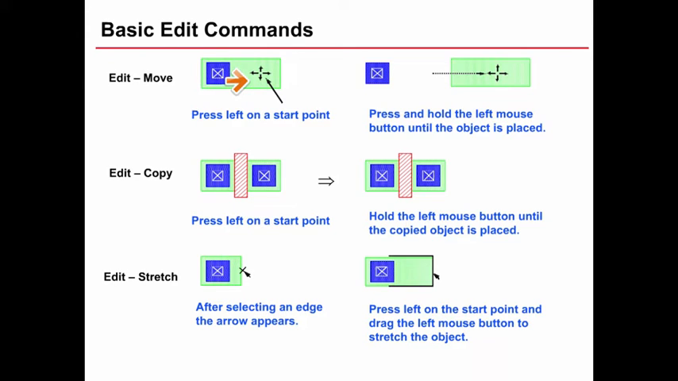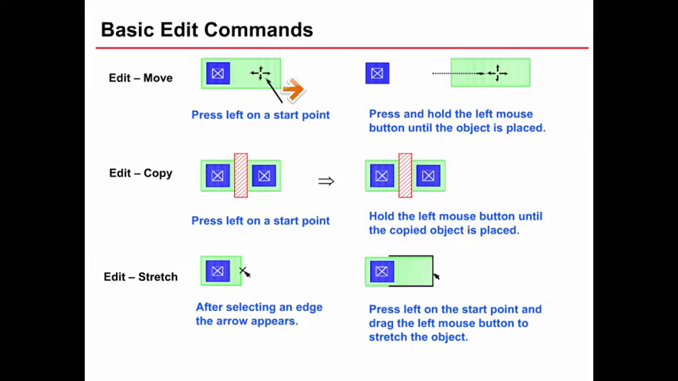Now, it'll ask for a reference point. So let's give it a reference point, say there at the corner. And then it'll say, what's the destination point? So you'll click over there, and it'll move. So it will then be done with that command. And if you have repeat commands on, it'll say, select something. And reference point, destination point.